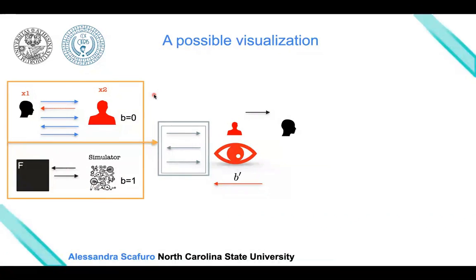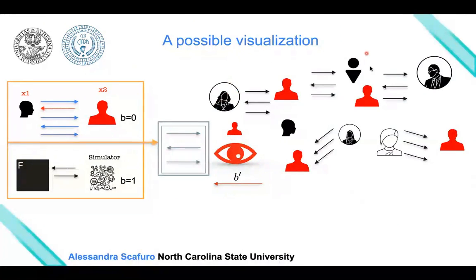The difference now, though, is that this distinguisher here is not passive at all. This distinguisher has access to an immense amount of information, and the simulator is not aware of it. So this is the beauty of this framework. We can prove security of our protocol without having to know what the distinguisher is doing.